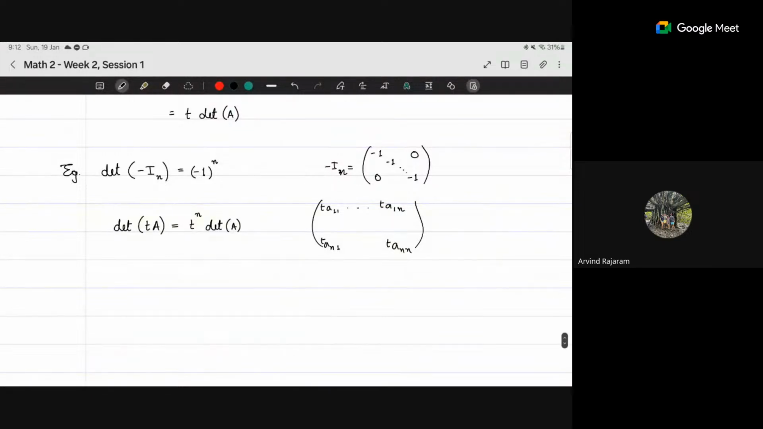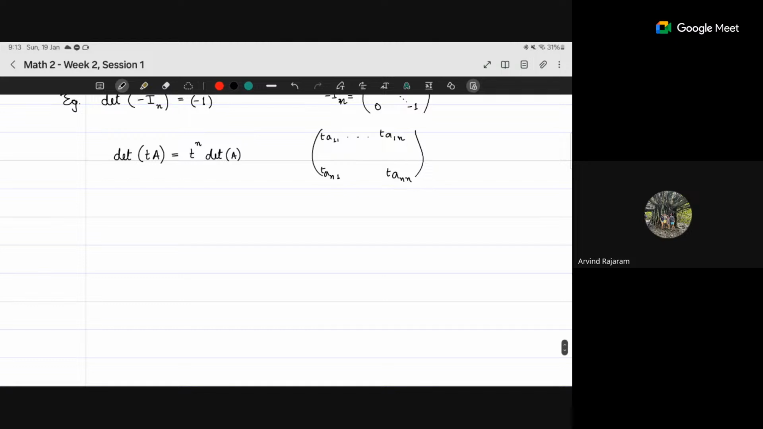So this is a trap sometimes, that we just look at the determinant of minus I and think it is -1, but it very much depends on the order. More generally, when you're multiplying a whole matrix by something, there are n rows, right? So there will be n t's which come outside. So you'll get t to the power n as the factor outside. Something to keep in mind. And that's all about determinants, I believe, for now.